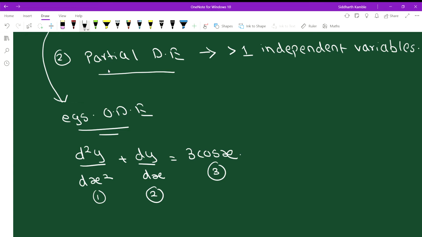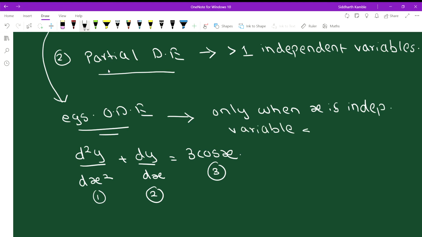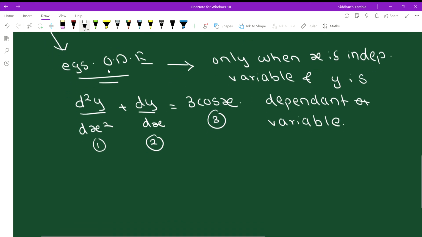Now, when can we say that this is an ordinary differential equation? Only when x is the independent variable, and y is the dependent variable. And y should be dependent on what? It should be dependent on x. So this is an example of ordinary differential equation.